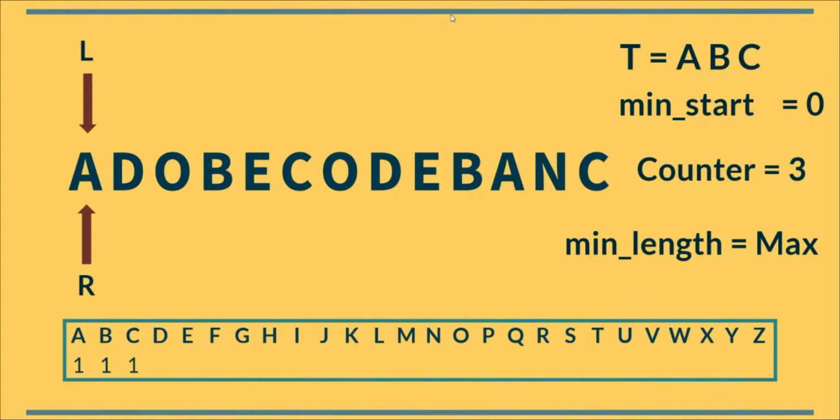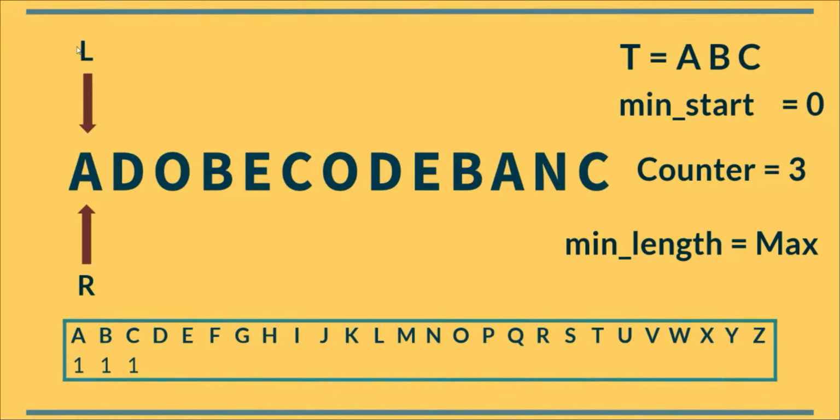So now let's look at an example for our problem. What we have over here is our string S, and here we have our string T. What we need to find is a substring in S which contains all characters in string T, and this substring has to be of minimum length among all valid substrings.